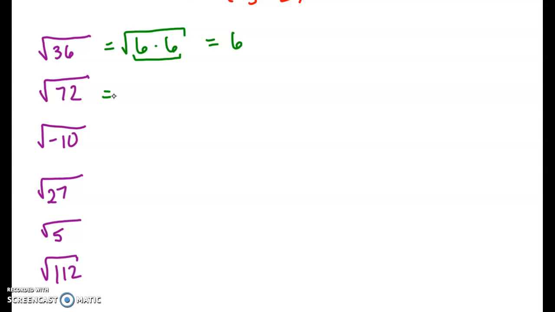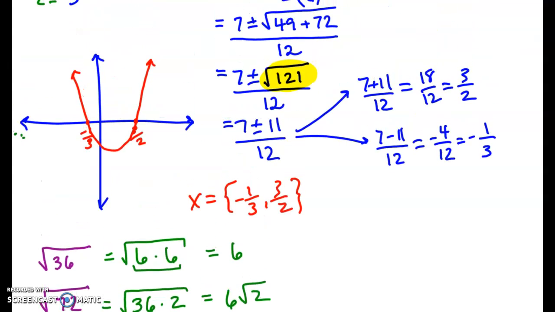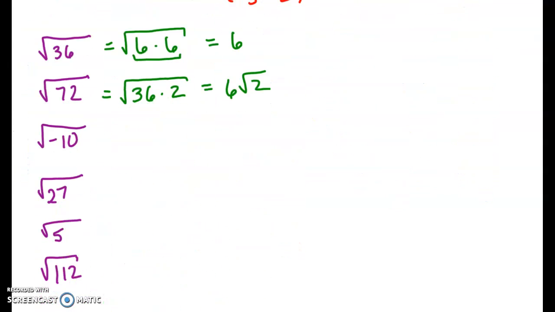So we can write that 36 times 2 is actually 72. Now the square root of 36 we know is 6. And then we're left with our square root of 2. Okay? And when we're talking about an exact answer, that would be your answer if you came to the end of the quadratic formula and you had a 6 root 2.